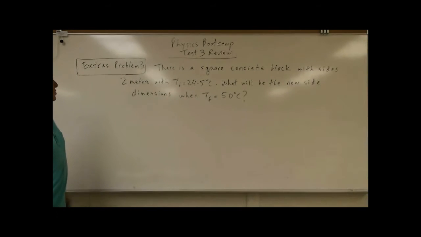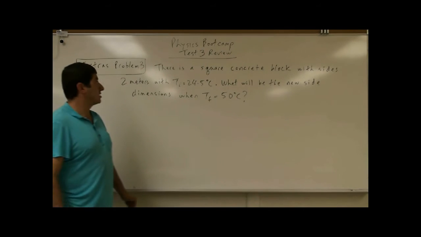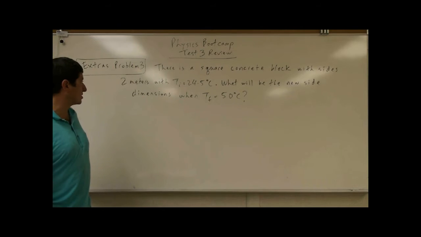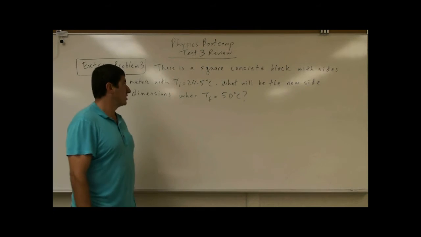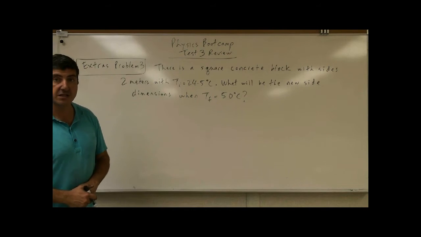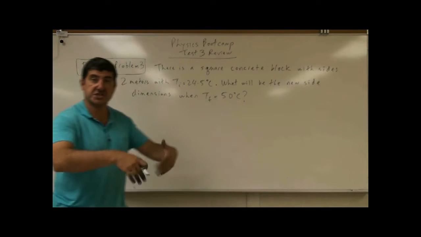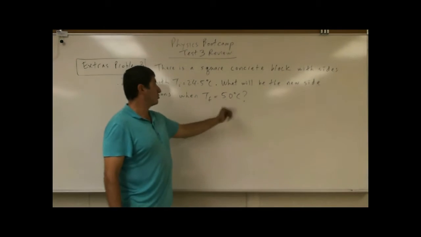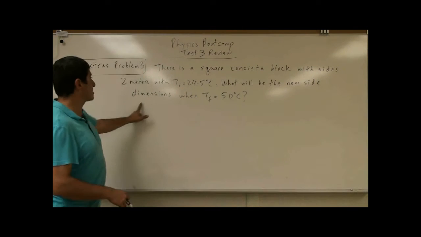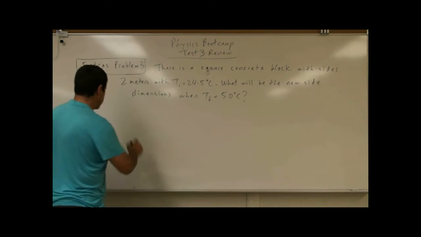Get to extras problem number 3. The problem says there's a square concrete block with sides 2 meters with the initial temperature being 24.5. Let's say this concrete is again out in the sun and during the day it warms up. So the final temperature is 50 Celsius. What are the new side dimensions of the concrete?